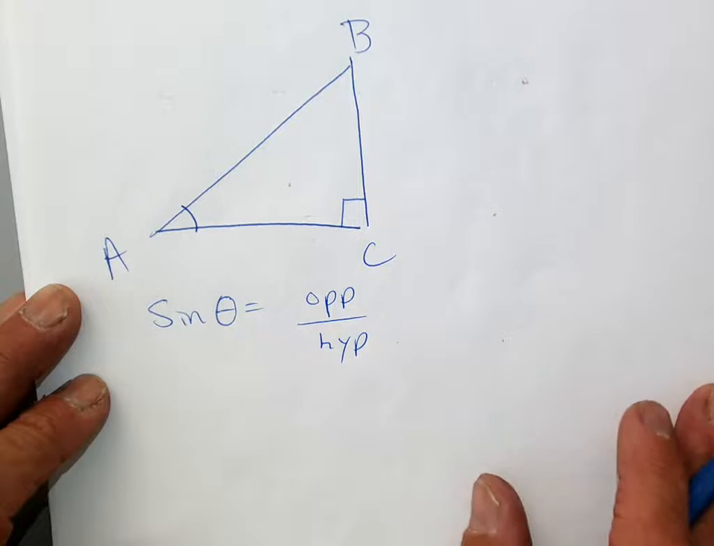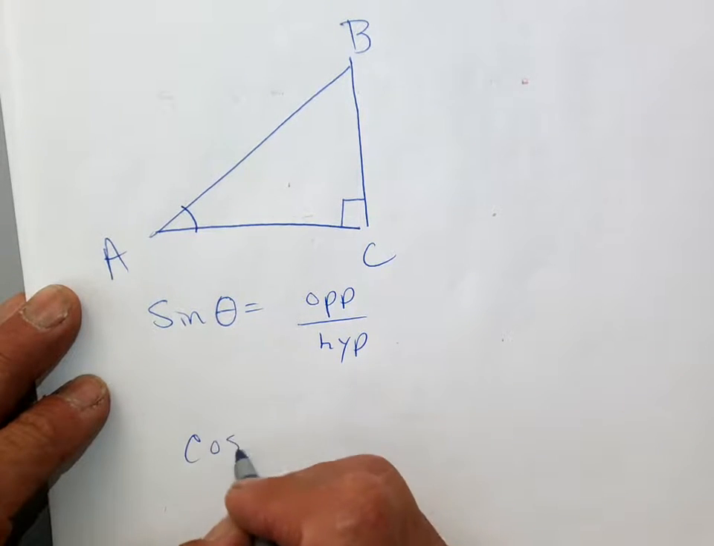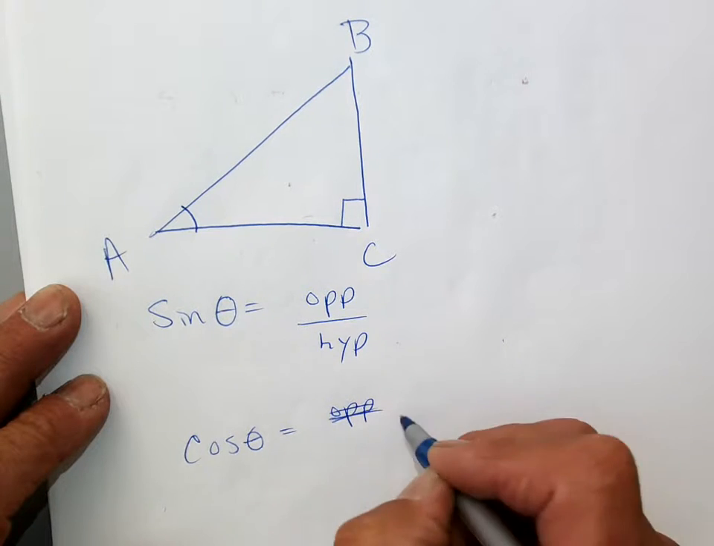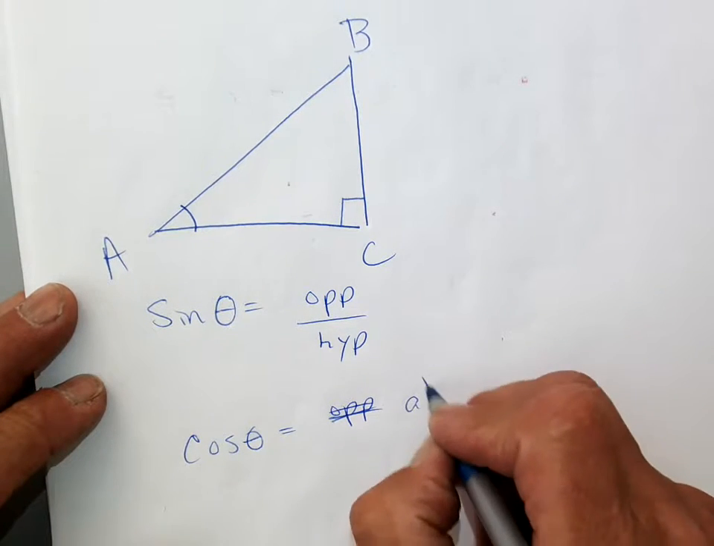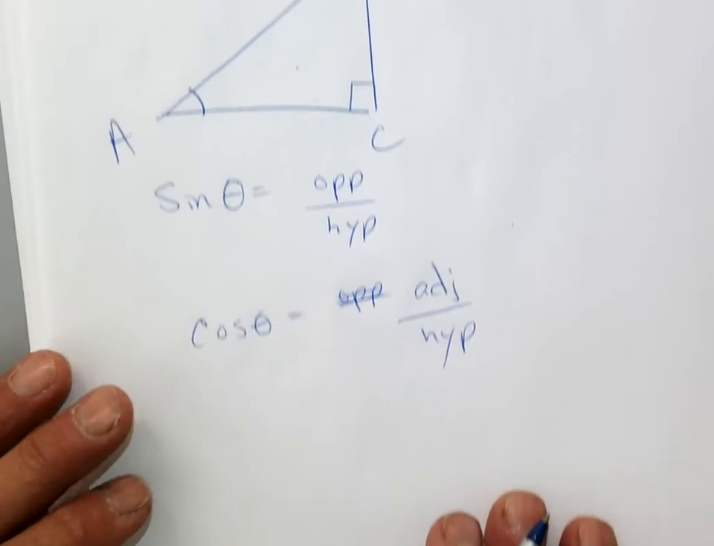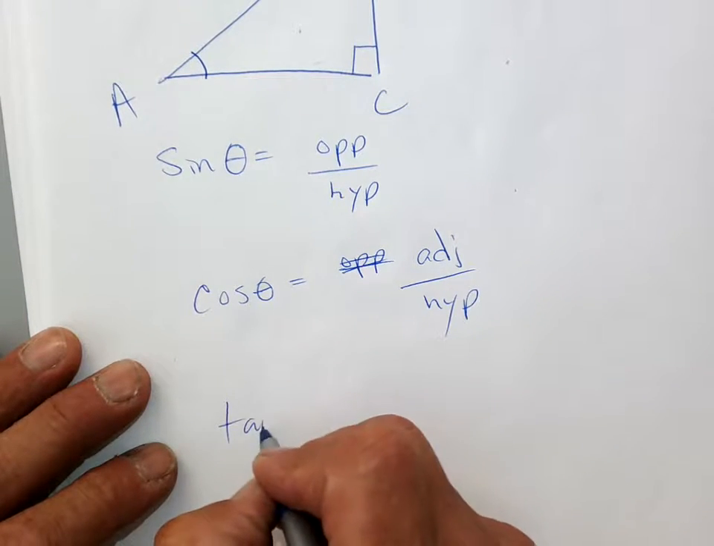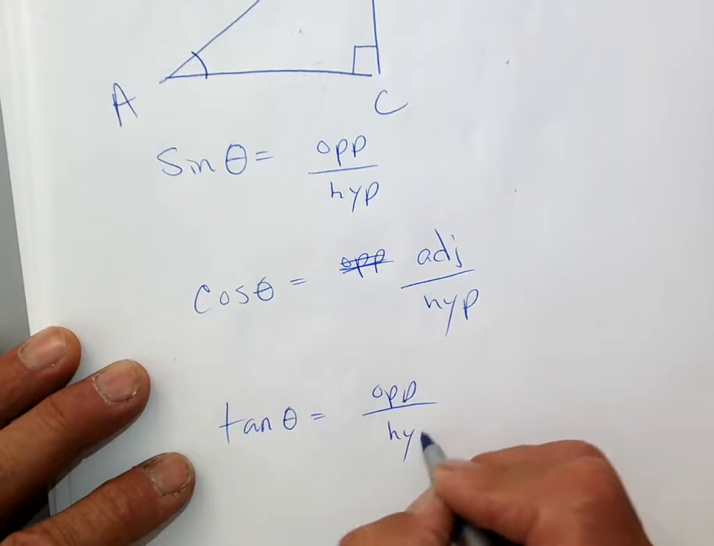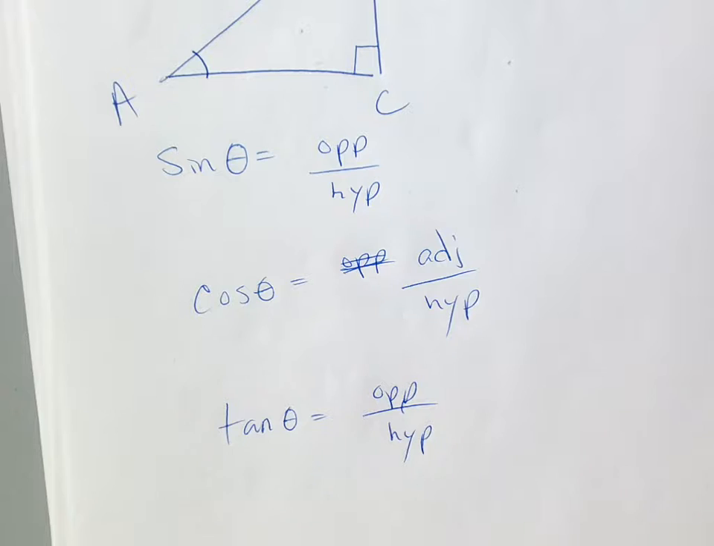Cosine of an angle is equal to the adjacent side over the hypotenuse. And yesterday we talked about tangent of an angle, which is equal to the opposite side over the adjacent side. So everything starts from the angle. You go to the angle first, then you name the sides.